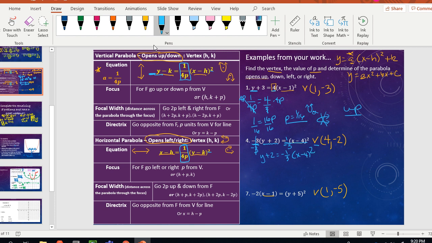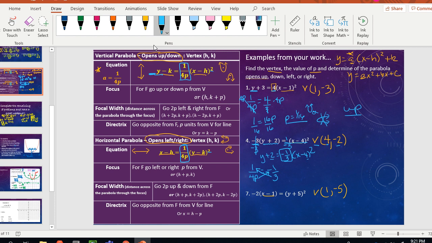No, it didn't change our vertex. The 4 still came from the x. The negative 2 still came from the y. But now you can see the 1 over 4p. Now, guys, if I look at 1 over 4p equals negative 1/3, this doesn't look like it's going to be nice to multiply both sides by 4p or anything like that. So I am going to go ahead and cross multiply here.